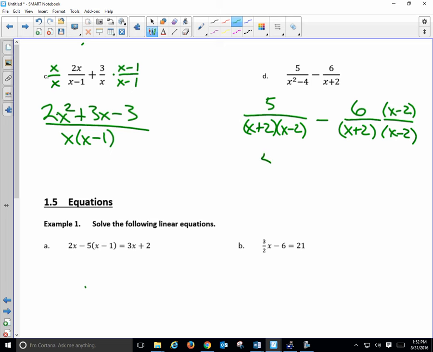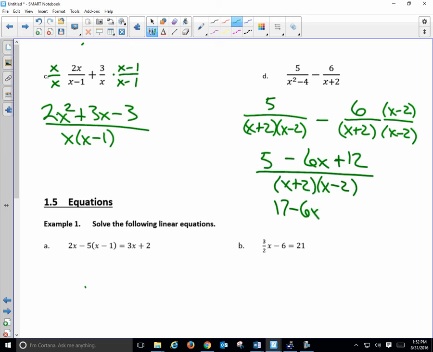So we have 5 minus 6x plus 12 divided by x plus 2, x minus 2. So that gives me 17 minus 6x over x plus 2 times x minus 2. Very good? Nice quick review for the day.